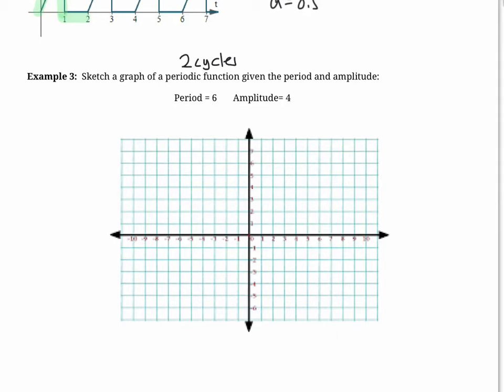So you should only be playing the video at this point if you have a graph drawn in here, because we're going to do a quick checklist to see if you have a graph that has a period of 6, amplitude of 4, and is periodic.